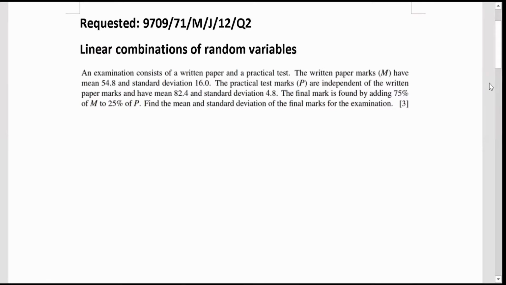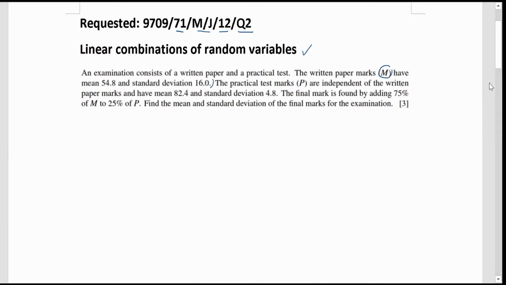Hi, this is the requested video of question 2 from May-June 2012 variant 71. The question is coming from the chapter linear combinations of random variables. An examination consists of a written paper and a practical test. The written paper marks, given as capital M, have mean 54.8 and standard deviation 16.0.